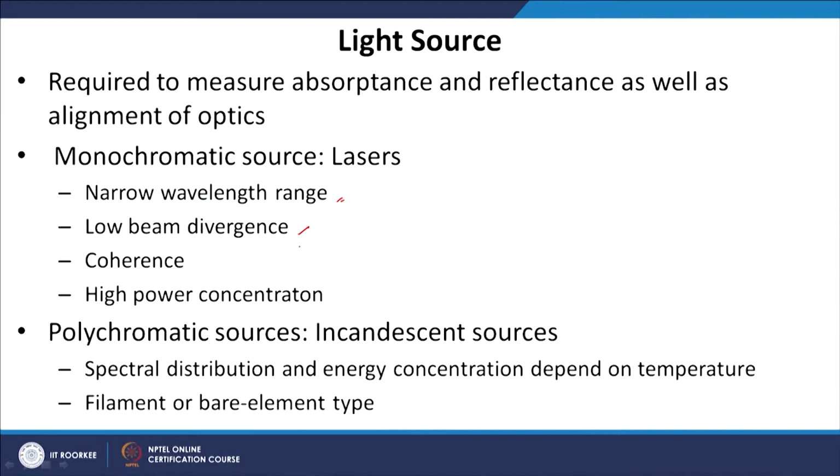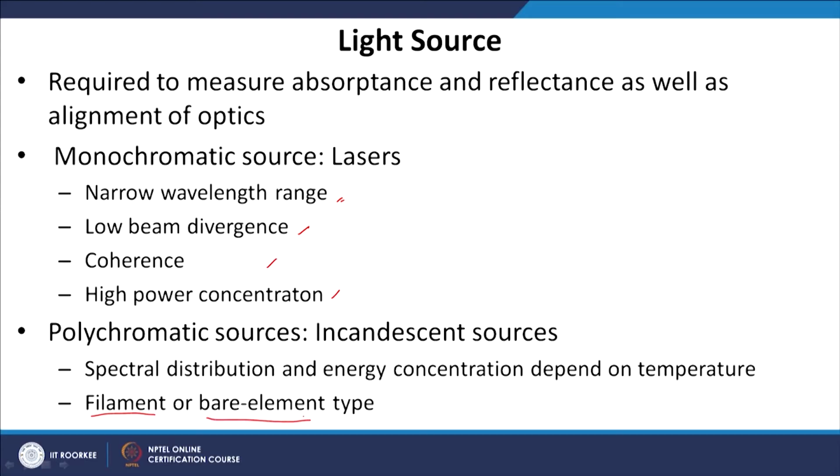So we have many lasers that basically come into this category. The advantage is they have very low beam divergence, they are coherent and they have high power concentration. So lasers are very popular when we use monochromatic source of light. Polychromatic sources do not have a special color, they are basically a mixture of wavelengths. We may have in this filament type or bare element type. So a simple tungsten bulb is basically a filament type of light source. Similar types of light source are used in experiments where polychromatic light source is required.